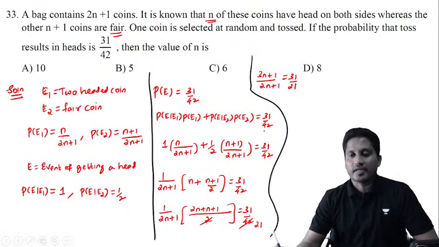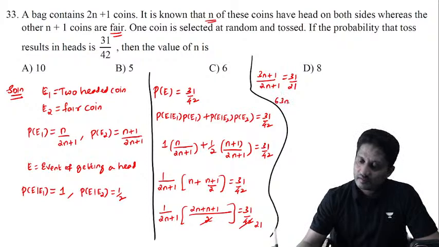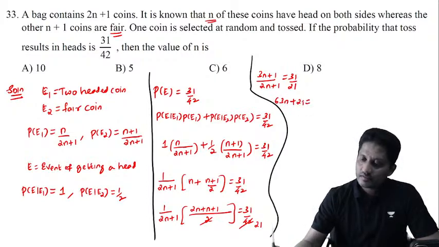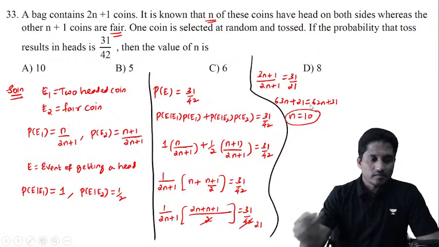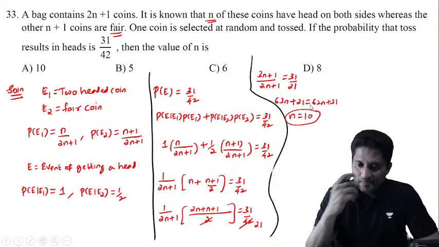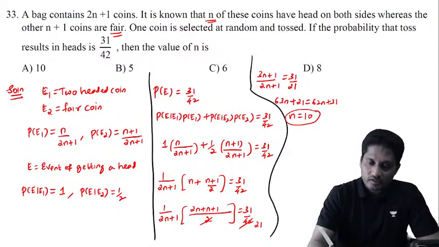If I cross multiply, 63n plus 21 is equal to 62n plus 31. So this means that n is equal to 10. Okay, n equal to 10. Answer is option A.